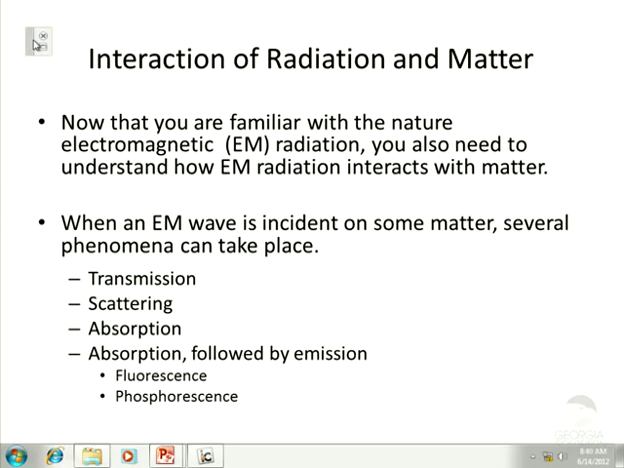Okay, so now we're going to move on from our basic understanding of radiation that we've been developing by review here to understanding how electromagnetic waves or photons, however you want to think about them, interact with matter. A whole bunch of different phenomena can happen when radiation interacts with matter. Here's just a partial list of all the things that can happen.